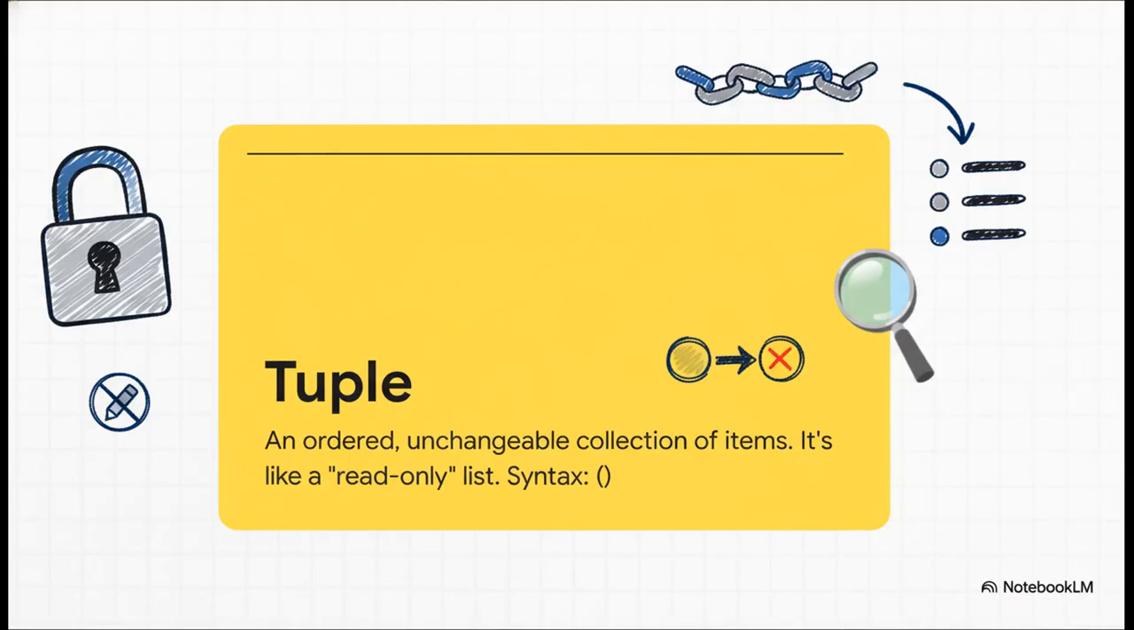And for that job, we have the tuple. You make it with round parentheses, and just like a list, it's ordered. But here's the critical difference. It's unchangeable. The technical term is immutable. Honestly, the best way to think about it is as a read-only list. Once you make it, its contents are set in stone.